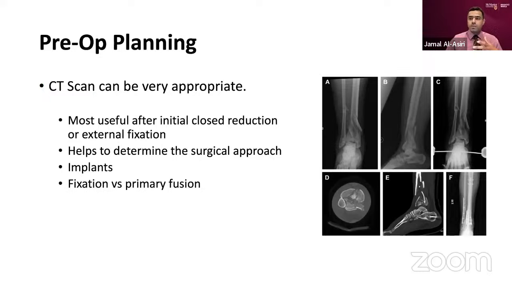Let's move on to what we need to do before we go ahead with the surgery: pre-op planning. CT scan can be very appropriate. It's most useful after initial closed reduction or external fixation application. It helps to determine the surgical approaches, helps determine the implants needed, and whether to fix or fuse it, which we're going to talk about.